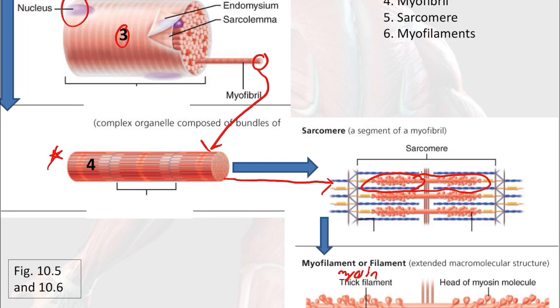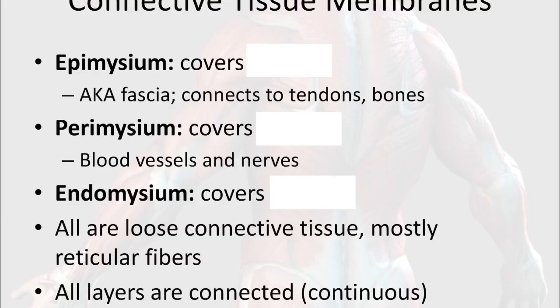Okay? All right, so that gives you a good look at this. We're going to spend a lot more time on myosin and actin and some other proteins and how they work to create muscle contraction when we talk about the sliding filament theory, but for now, we'll just leave it as this. Okay, so again, just a little recap on those connective tissue membranes.